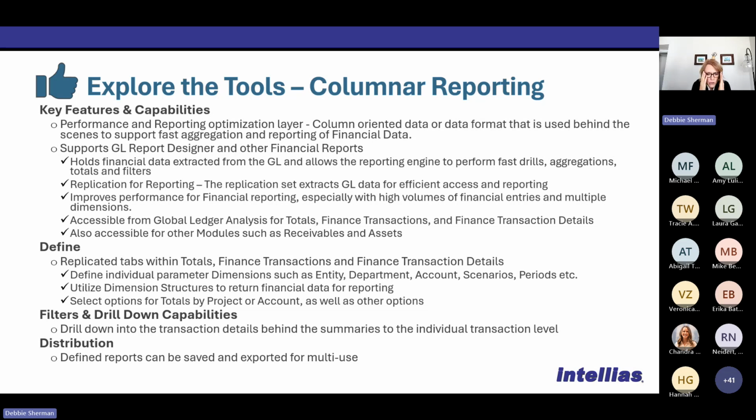So instead of your standard views where you're picking an account and a period for a company or a multitude of companies, this allows you to pick within, for instance, your master chart and pull just assets, or just operating expenses, or a subset of operating expenses. And then you can select options for totals by project or account, and there are some other additional options as well. Again, there are filters and drill down capabilities within Columnar, so you can get to the transaction details behind those summaries at the transactional level. These defined reports can be saved and exported for multi-purpose use as well.